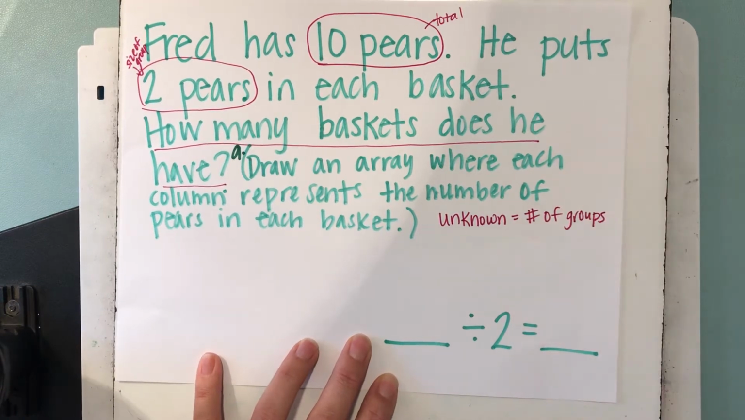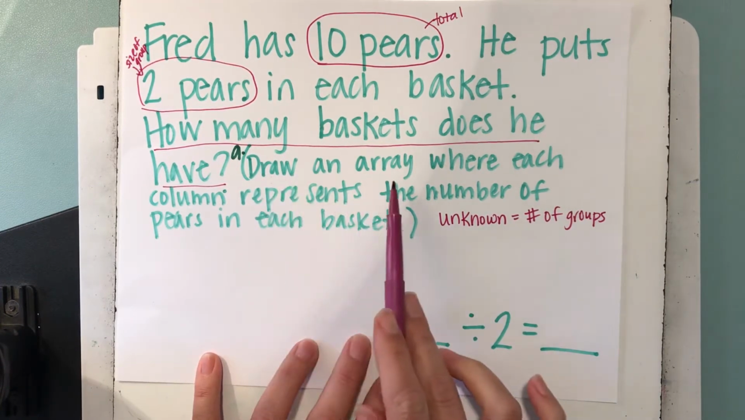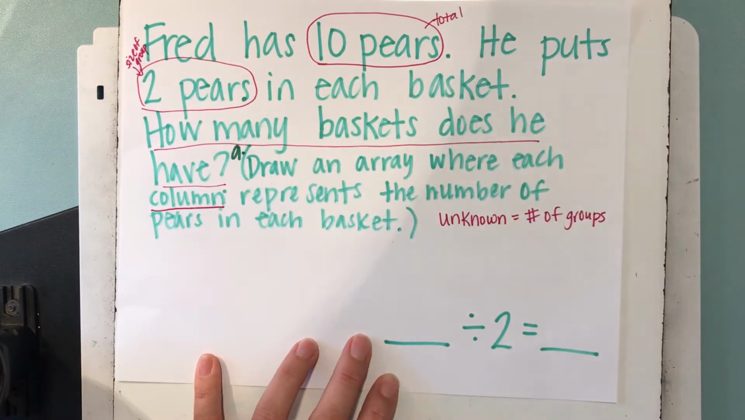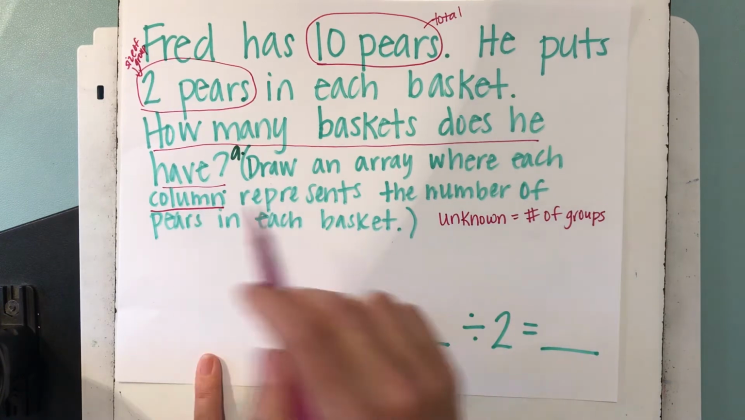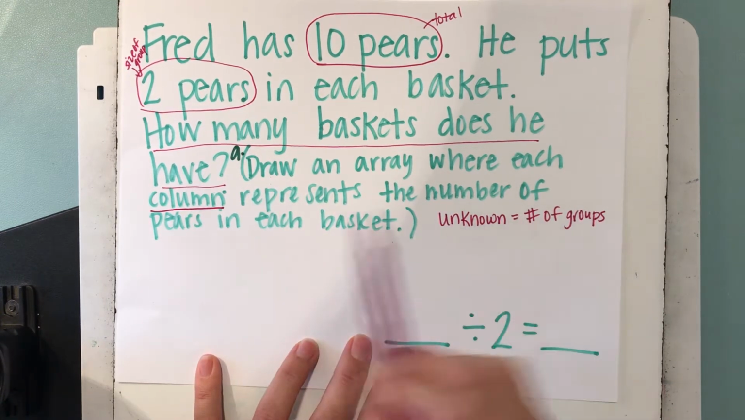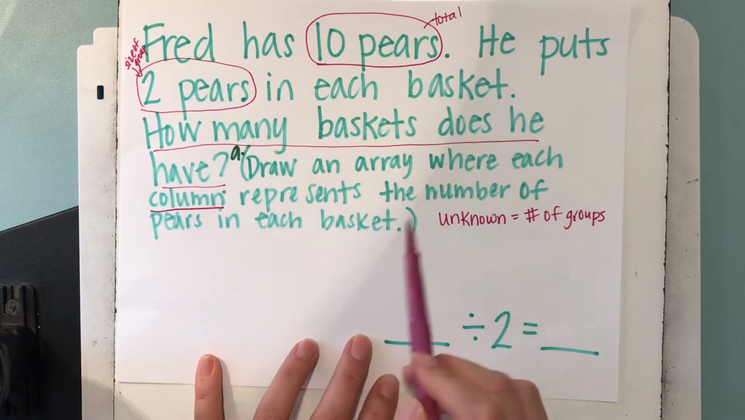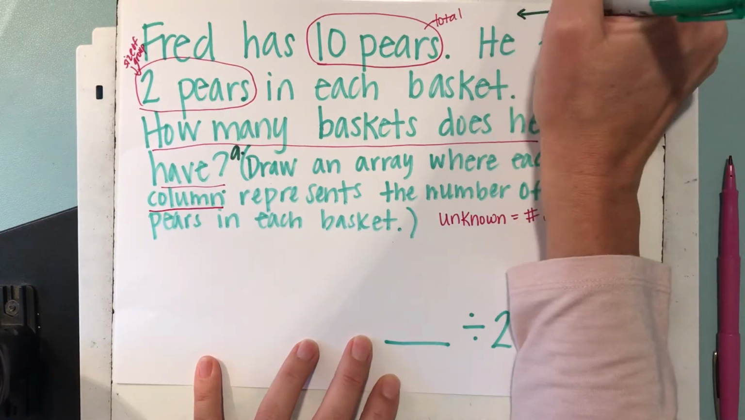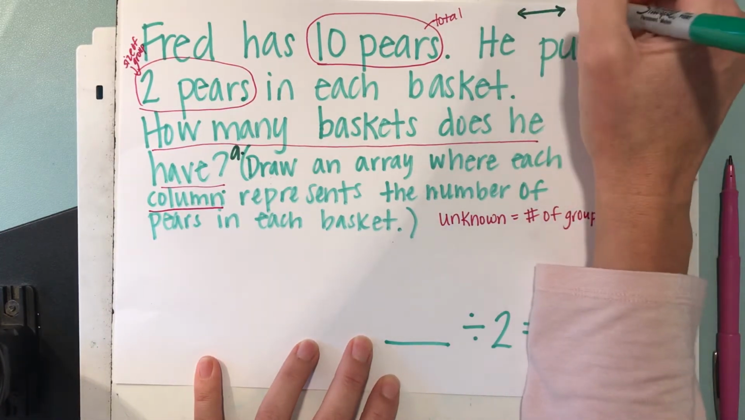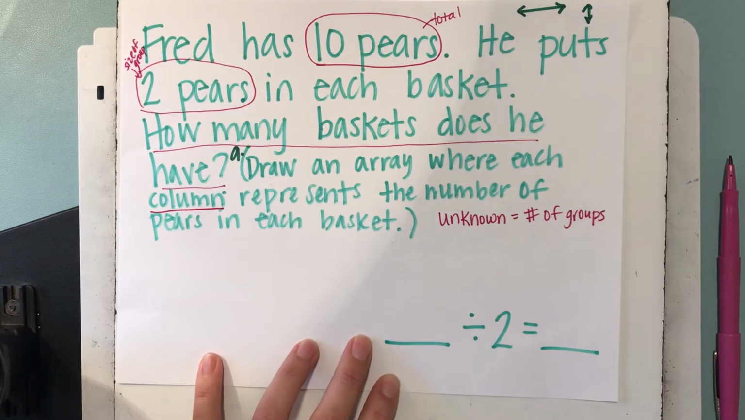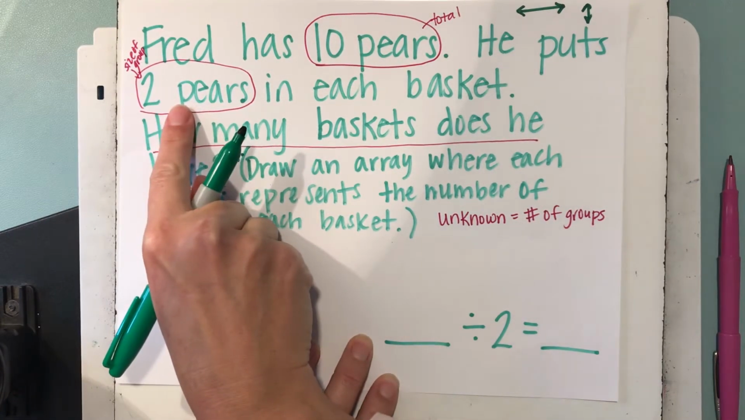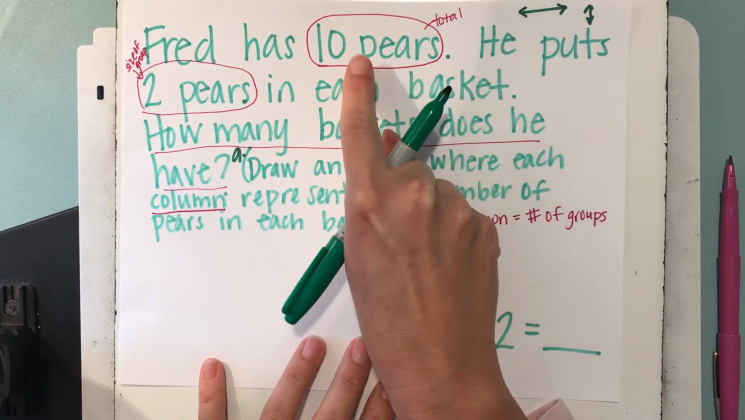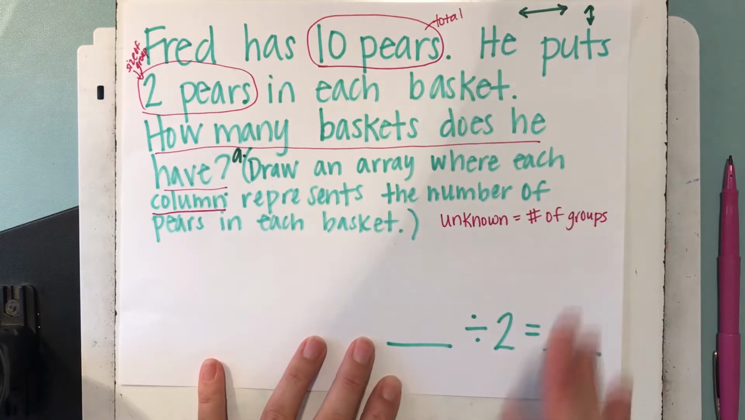Okay, same thing. So what they want us to do is they want us to draw an array where each column, ooh, there's that word I told you guys about. We're going to be working with columns now. Each column represents the number of pears in each basket. So instead of drawing these in rows, right, rows go this way and this way, we're going to draw it in columns. That means we're going to be drawing them up and down. And we know that we have 2 pears in each column, or in each basket, and our total is 10. So once we get to 10, we're going to stop.